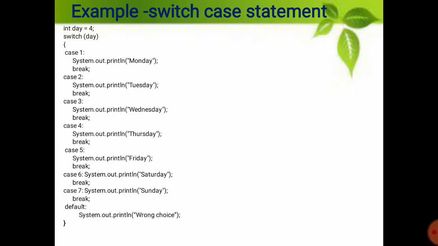Case 1: if anybody enters the value of day as 1, then it matches with case 1 and it displays Monday. Then if anybody enters day equal to 2, then it matches case 2 and it displays Tuesday. In this way, 7 cases up to Sunday are there. If anybody enters a value of day beyond 1 to 7, it executes the default case and it prints wrong choice. So this is the example of your switch case statement.